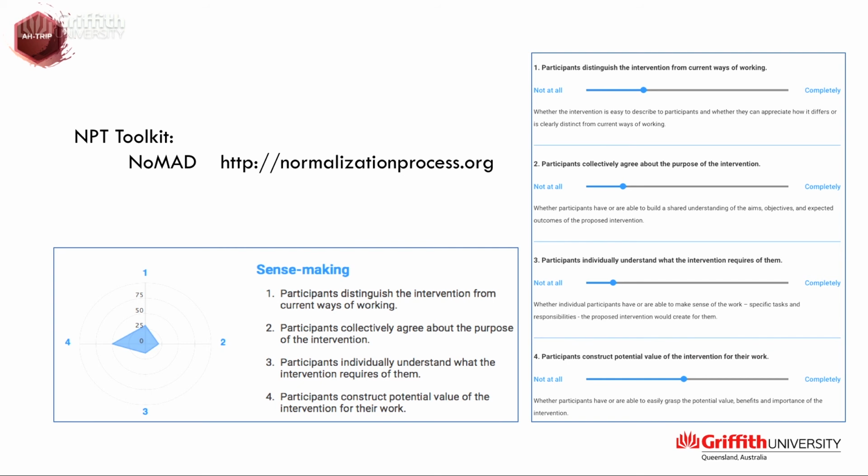But here you'll see a little sliding scale from not at all to completely, and you can slide this up and down. And at the end of each section of the 4 constructs, you can see a little spider diagram, as you can see on the left, where you might be able to determine where some of the strengths or weaknesses, where some of the barriers or the facilitators are in each of the different constructs. So this is the NOMAD quantitative part of NPT. And please feel free to go to the website. The founders, makers and developers of the model really do encourage you to do that.